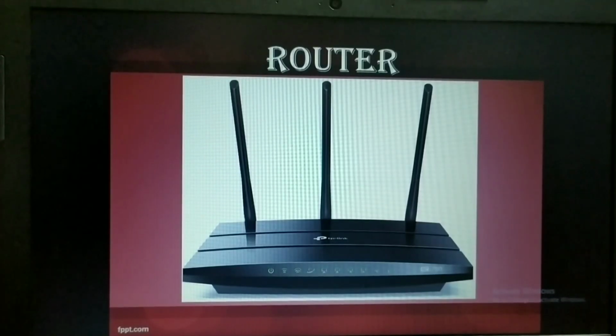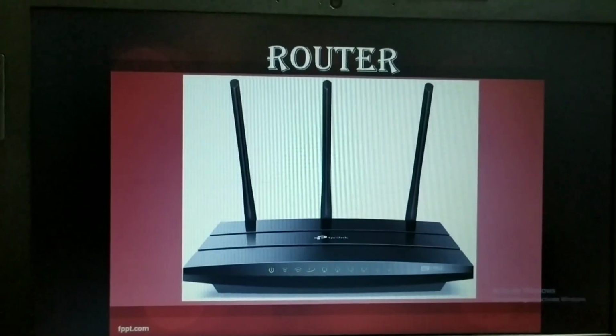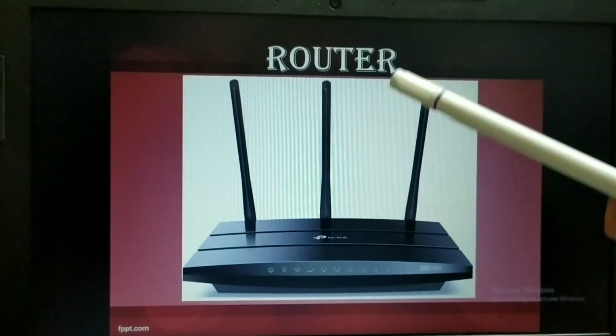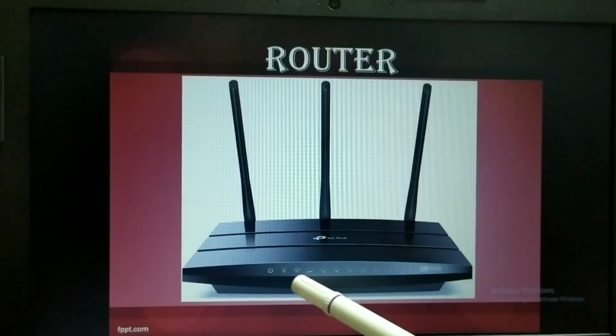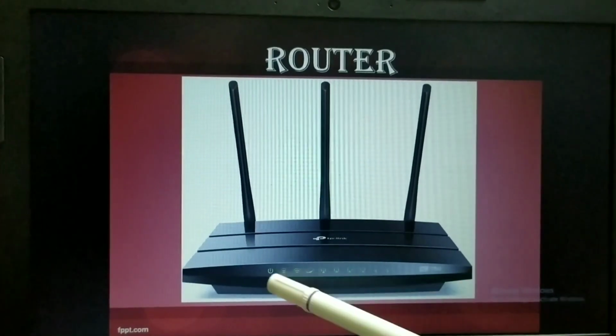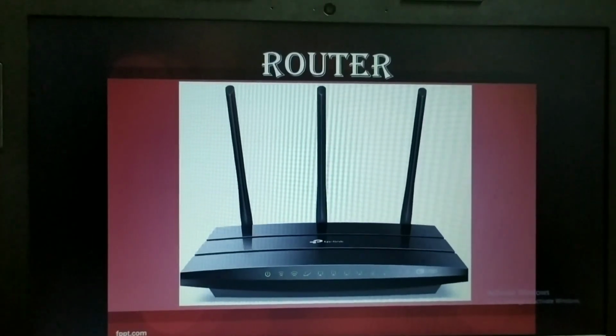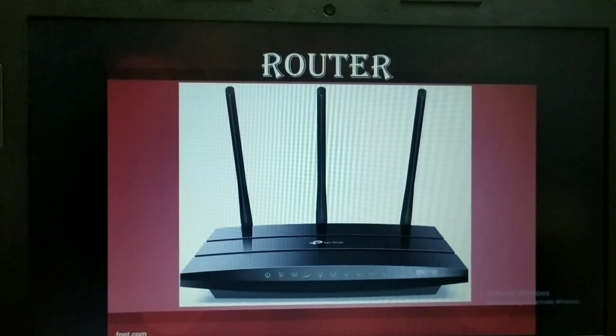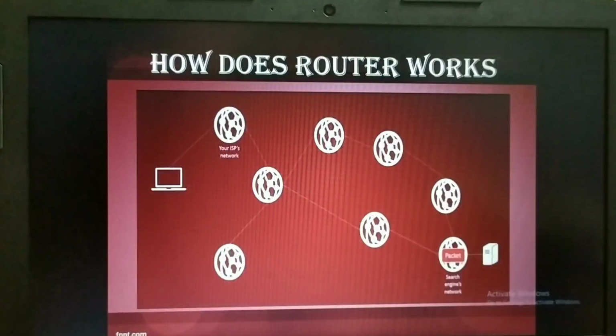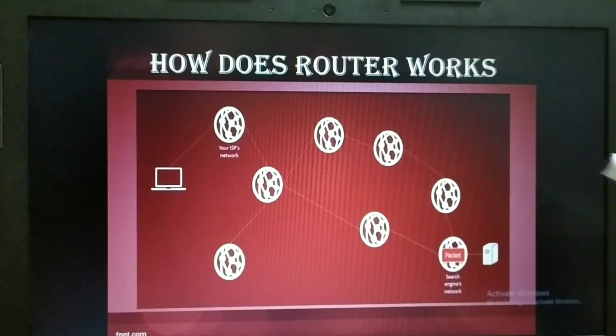I can show you from my home also, whatever. I am showing a picture here, and there are some antennas, and here the signals it will show when you will connect with the device. So it is used to first of all create network. Fine. How it is working?